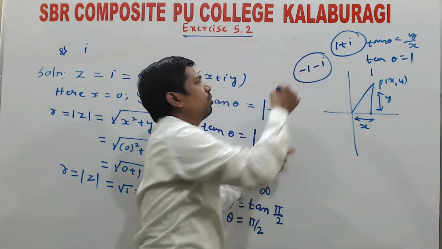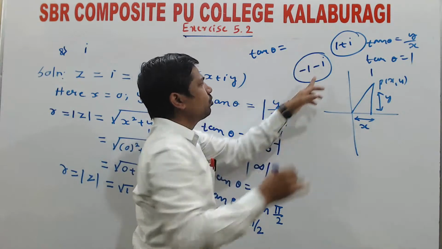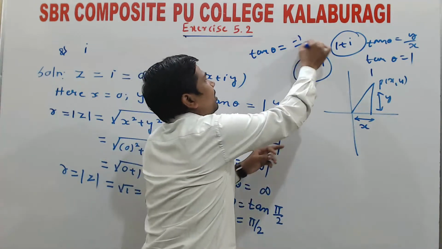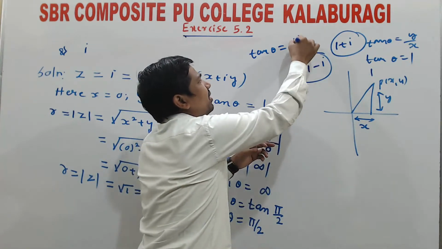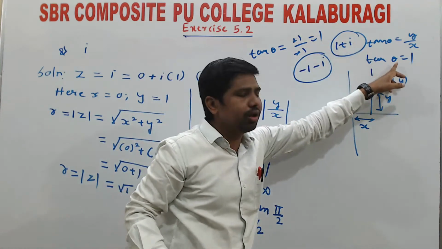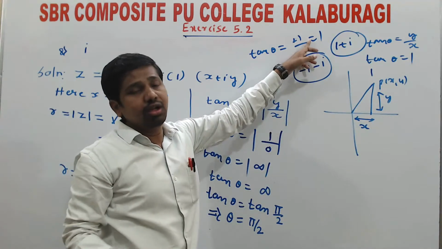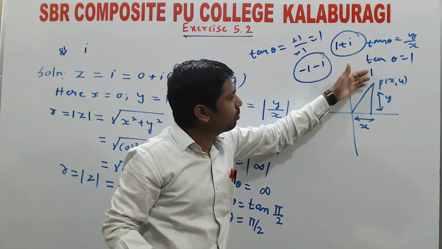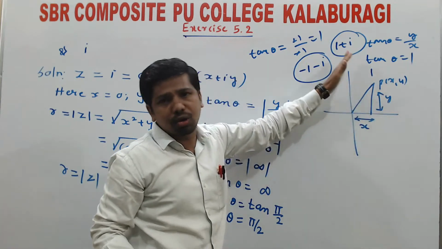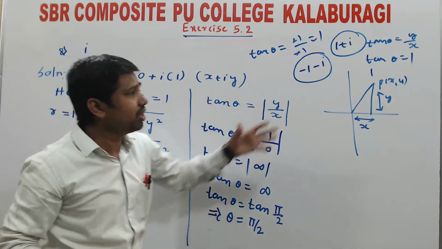Similarly, for this complex number, if you are checking tan theta, what is y here? Minus 1. What is x here? Minus 1. Minus 1 by minus 1 again is 1 only. For this complex number also theta equal to pi by 4. But we know that for a unique complex number only one argument should be there. So for that reason, the argument depends upon the quadrant.